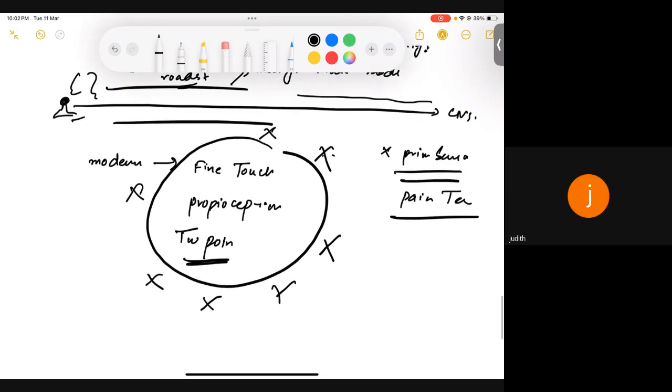If you cannot sense fine touch, you can survive. If you cannot sense proprioception, you can survive. If you cannot discriminate between 2 points, you can still survive, right? So they are modern sensations which come with evolution, while the primitive sensations are pain and temperature. If you cannot sense pain, you cannot survive. If you cannot sense temperature, again, you cannot survive. Is that clear? What do I mean by modern sensations?